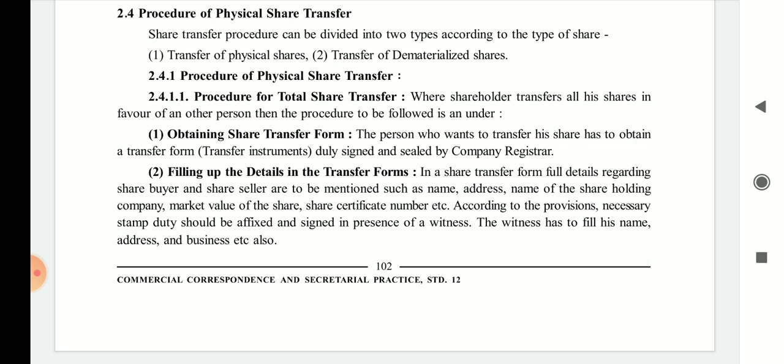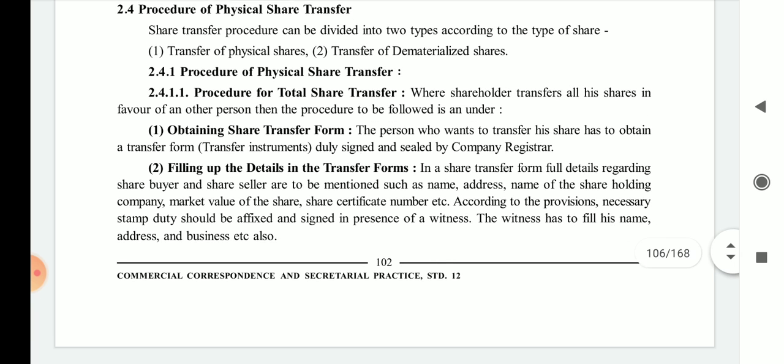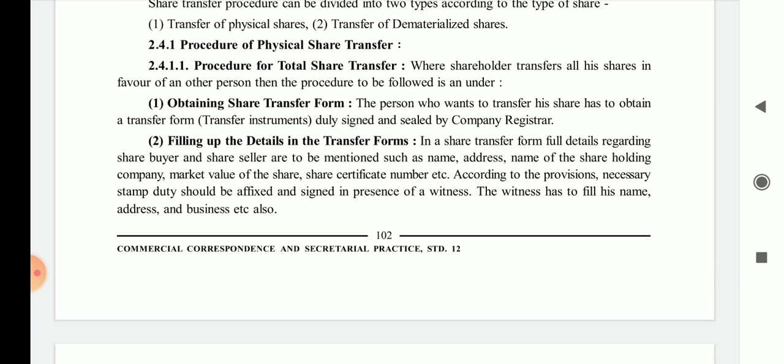First one is obtaining the share transfer form. The person who wants to transfer his share has to obtain a transfer form, that is known as the transfer instrument, duly signed and sealed by the company registrar. Whenever any person wants to transfer his share, at that time they have to compulsorily get a transfer form, that is known as the transfer instrument in other words, and it will be signed as well as sealed by the company registrar.